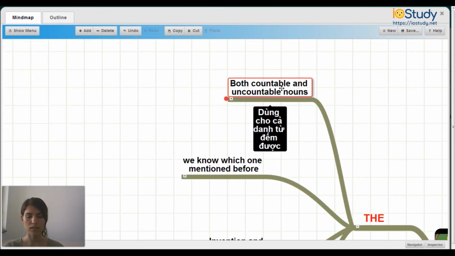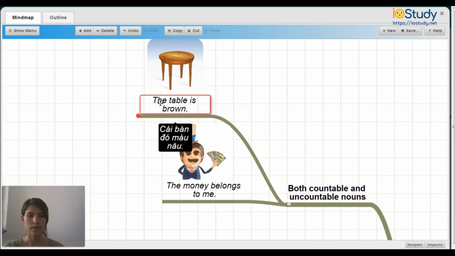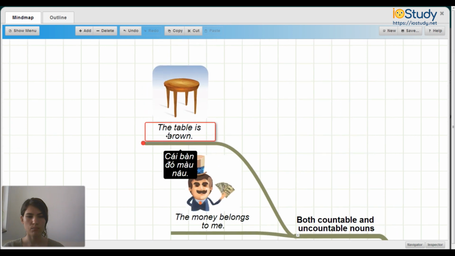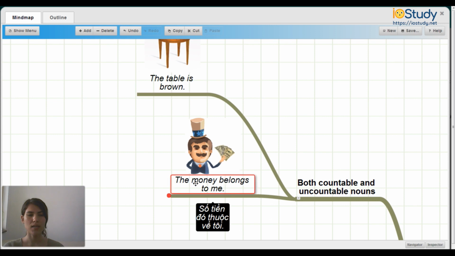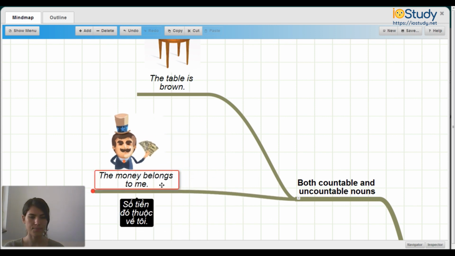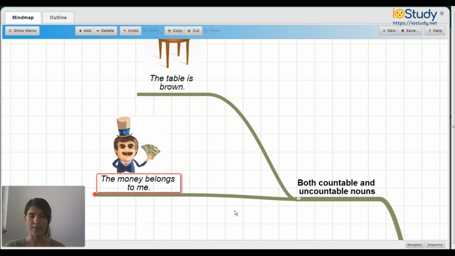Both countable and uncountable nouns can take the. For example, the table is brown, and the money belongs to me. So both of these are countable and uncountable nouns that we can use the with.